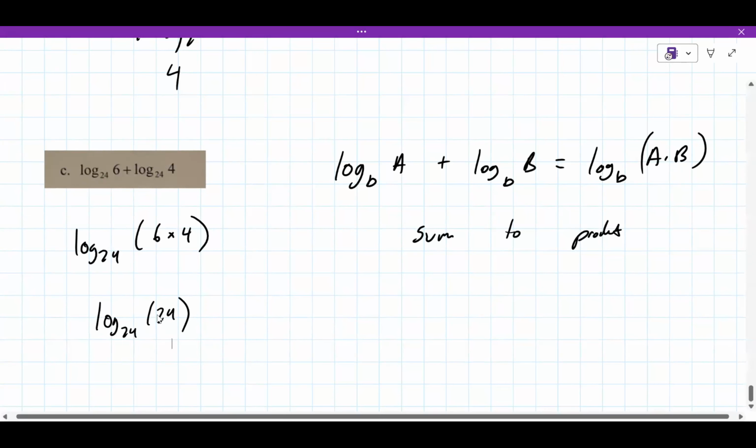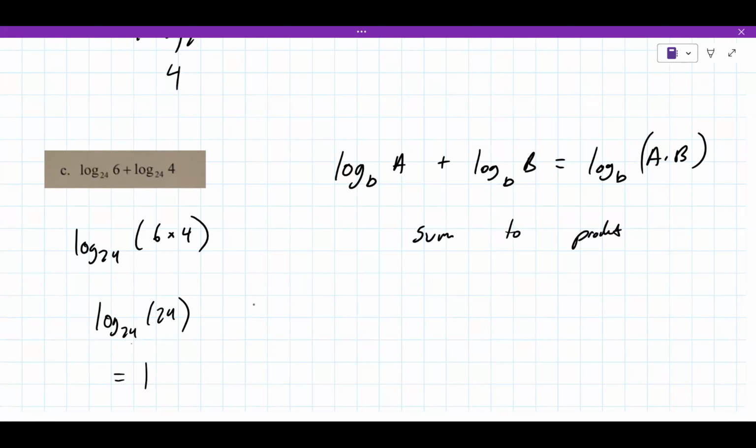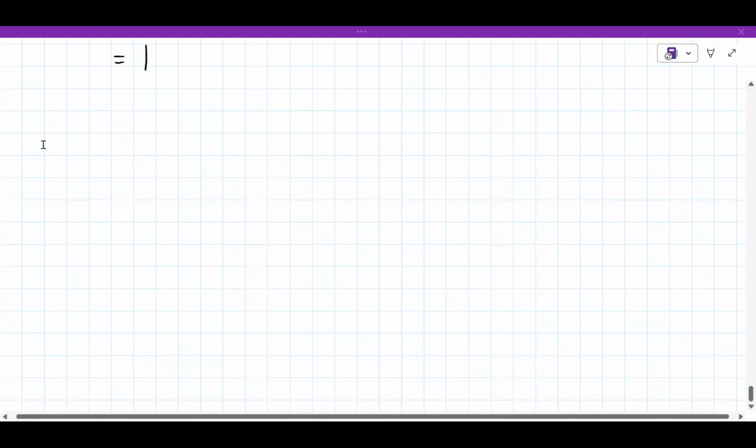And then this is, I guess, yeah, we've talked about this. Whenever the base is the same as the thing you're taking the log of, this ends up being just 1. Okay. All right, and we'll close out with the last one there, D.